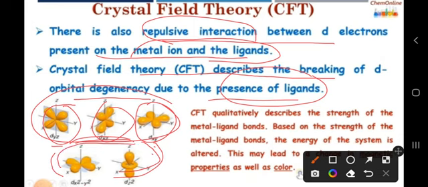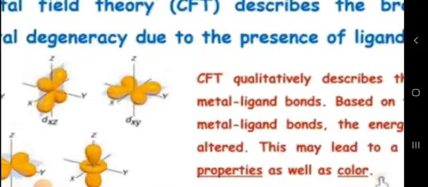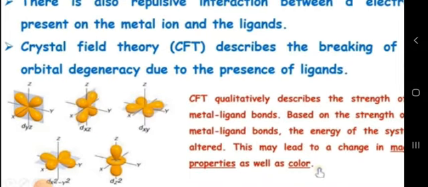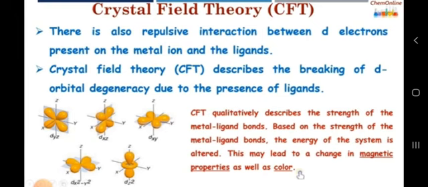But these two are present on the axis. So when they are present on the axis, what happens? There will be more repulsive forces in these two, and less repulsive forces in the other three orbitals. So it mainly describes the metal-ligand bonds based upon their strength. The energy of the system also changes, and there will also be a change in magnetic properties and also color. When the energy changes, automatically the magnetic properties will change and also the color will change.